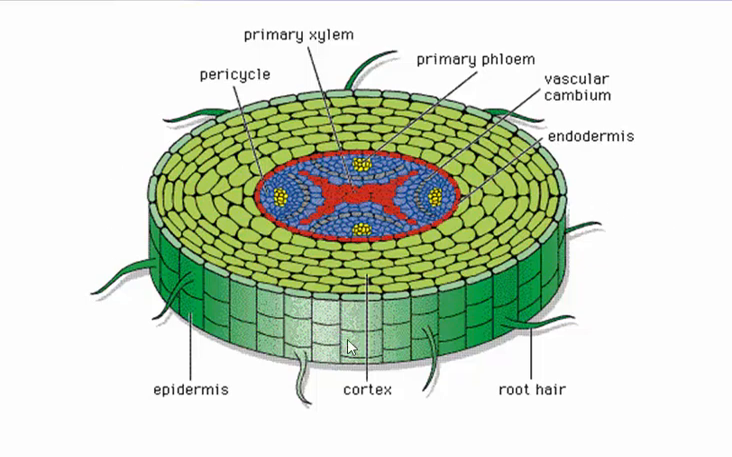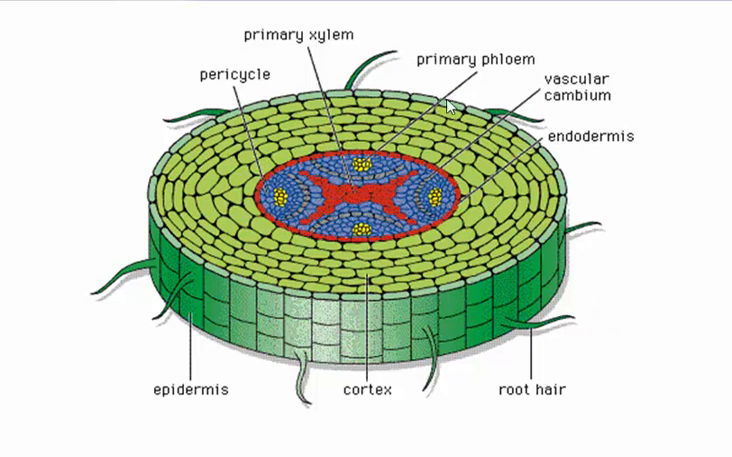This image shows the cross-section of a dicot root. The epidermis is the dermal tissue. Epidermal cells produce root hairs. The ground tissue of root includes cortex, endodermis, and pericycle.